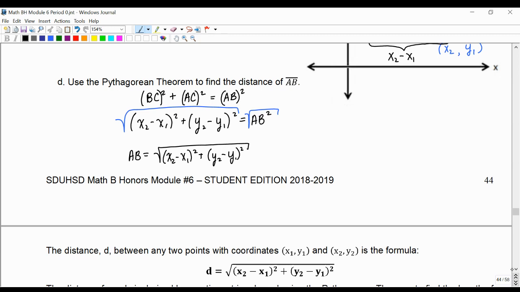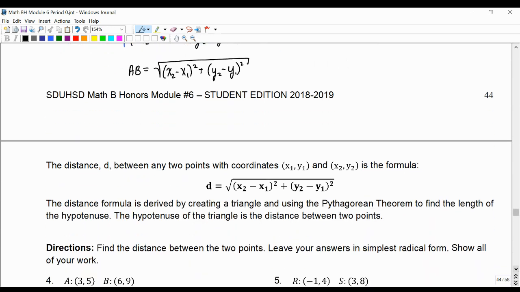And versus having it as AB, it is common to have it with the letter D for distance, and to maybe get rid of the capital letters that represent the points on the graph paper.